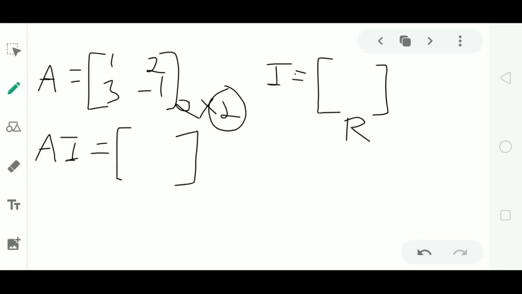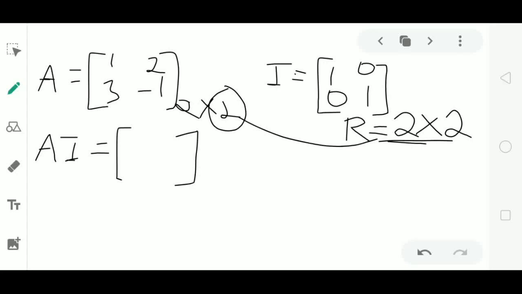Here the number of columns of A is 2. Then the number of rows of I also should be 2. Also we know that identity matrix is always a square matrix, that is, the number of rows and number of columns of this matrix are always equal. If the number of rows is 2, then the number of columns of I also should be 2. So this is the order of identity matrix. And also we know that the diagonal elements of identity matrix are 1 and non-diagonal elements are 0. This is the identity matrix.